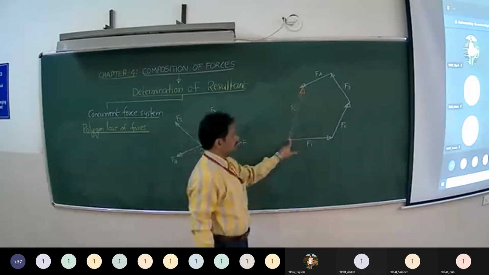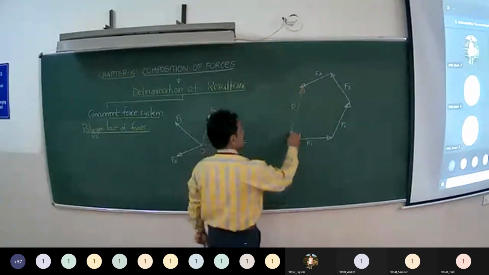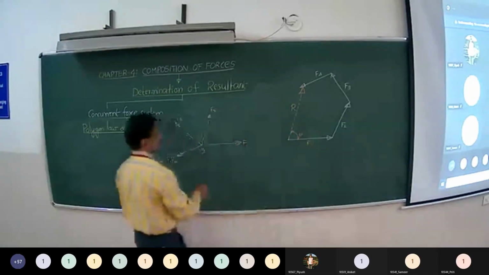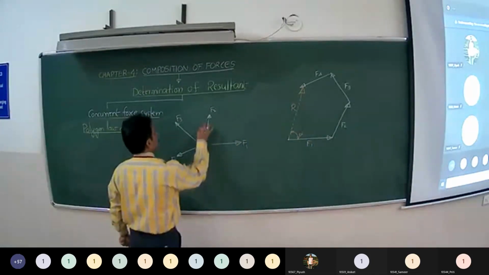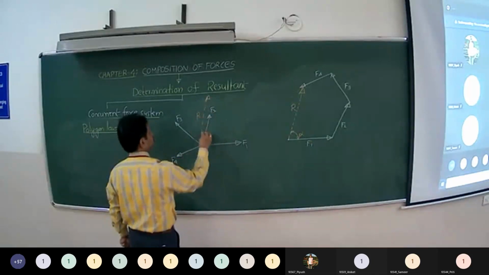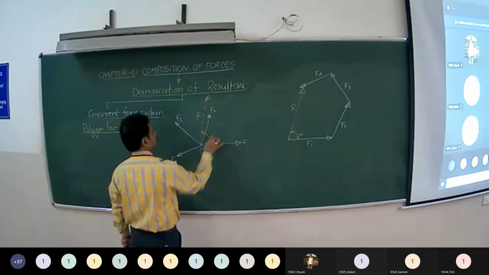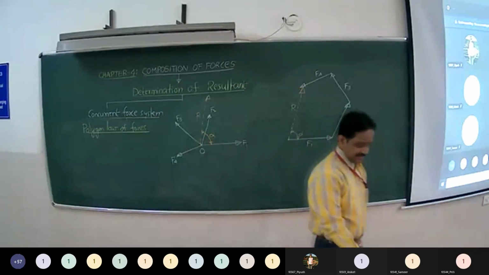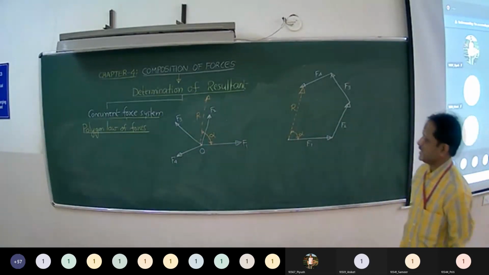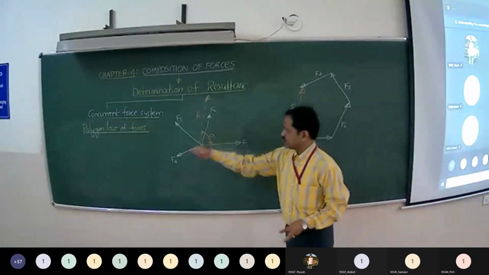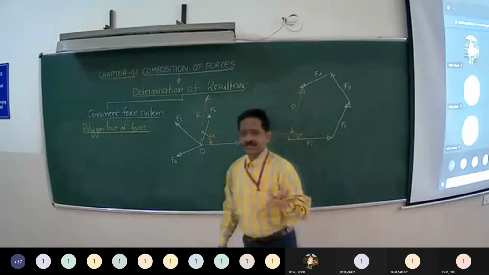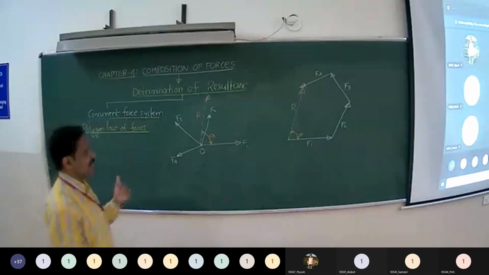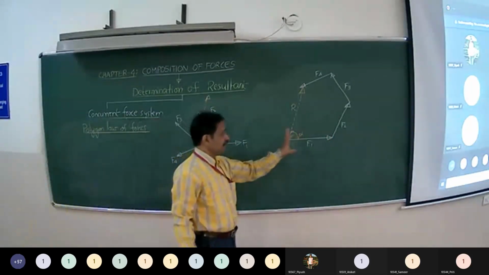So the length of this side gives you the magnitude of resultant, and the direction of this side with respect to say F1 gives you the direction of resultant. So it is a graphical method. You can solve it by plotting, by selecting a suitable scale for the magnitudes of these forces. You can plot the figure. By measuring the closing side, you will get the magnitude, and by measuring the angle of that side, you will get the direction of resultant.